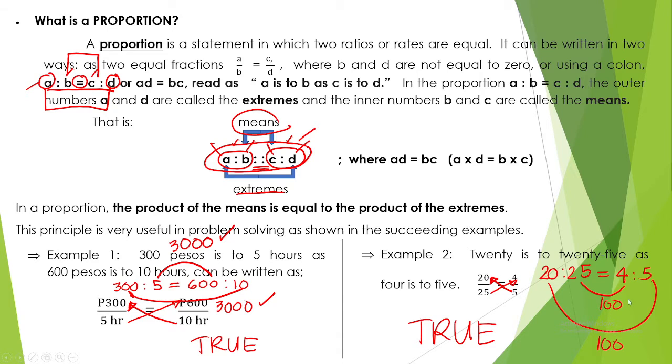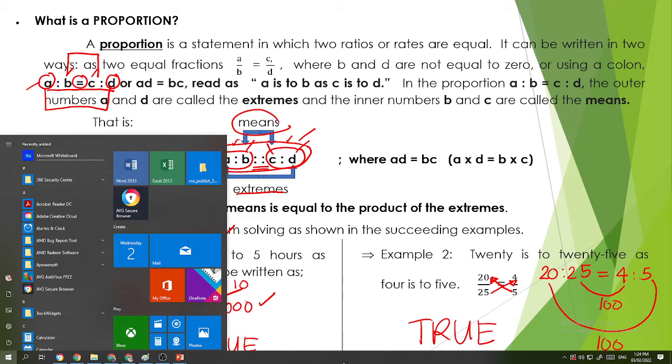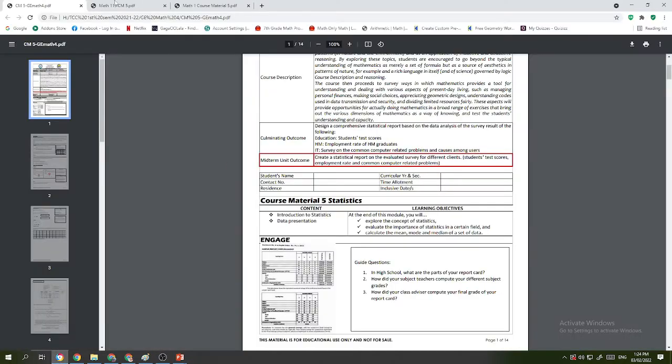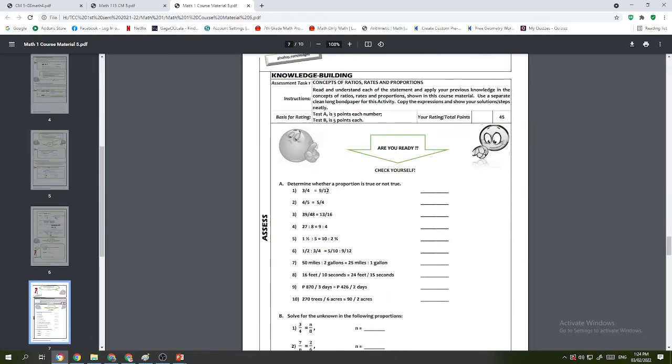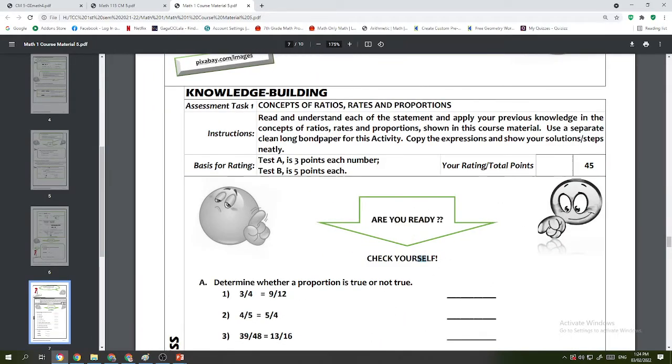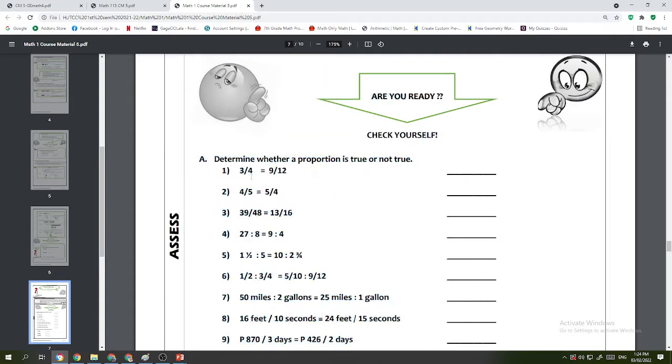Okay, this is what you will do in your task number 1, letter A. You simply write true or not true. I'm going to show you your task number 1. It's over here. Let's go to task 1. There you go. Let's enlarge this. So this is what you will do.